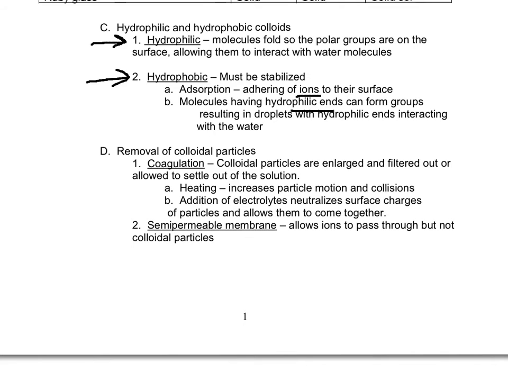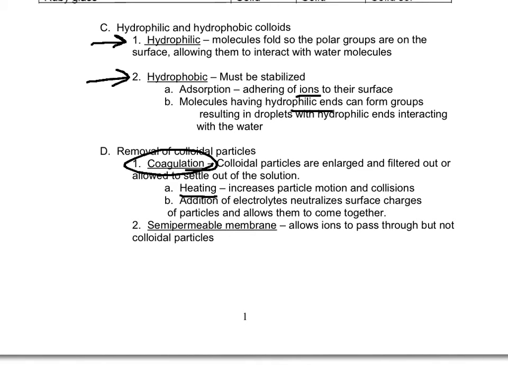If you want to remove colloid particles from a solution, the best thing to do is just wait, because after a while it is going to settle out. This is often referred to as coagulation. There are ways to cause this to happen a little faster. You can heat it up.